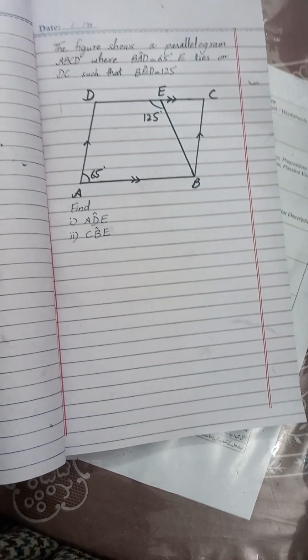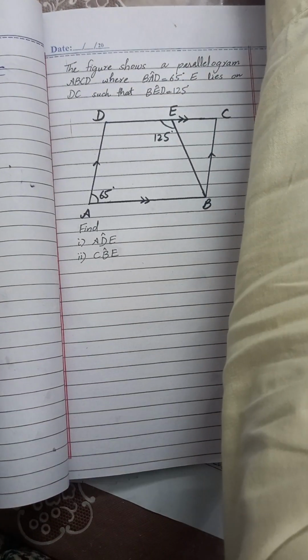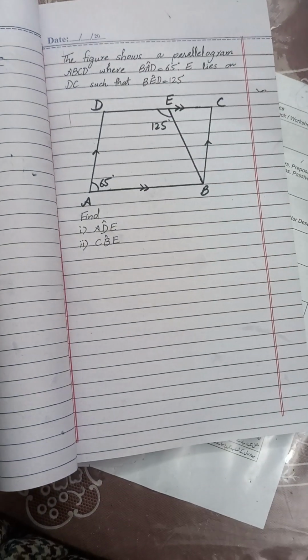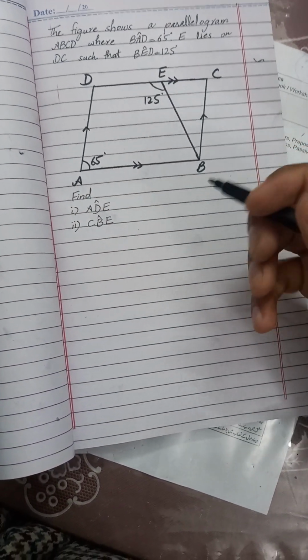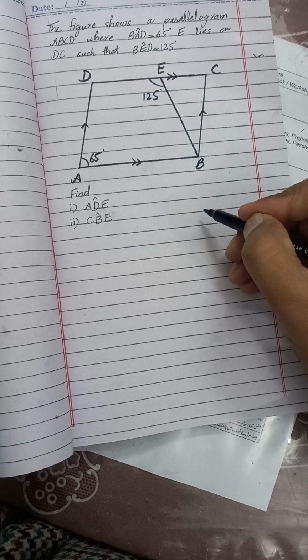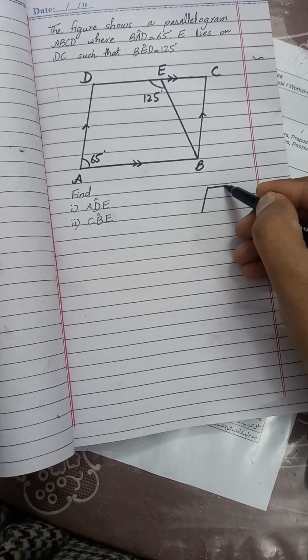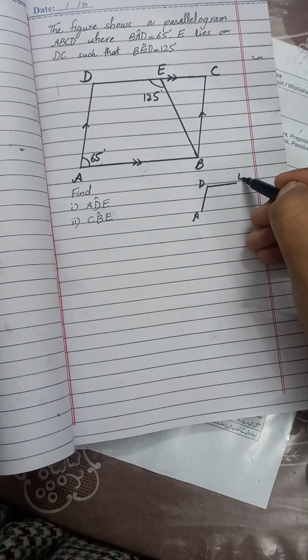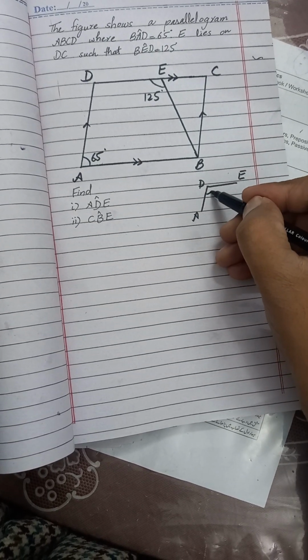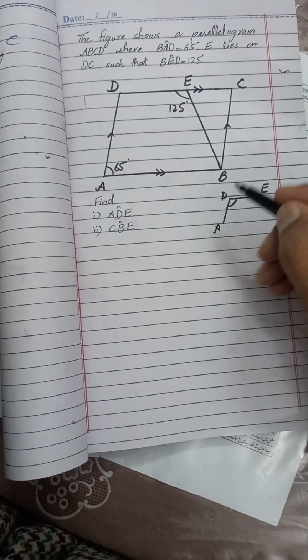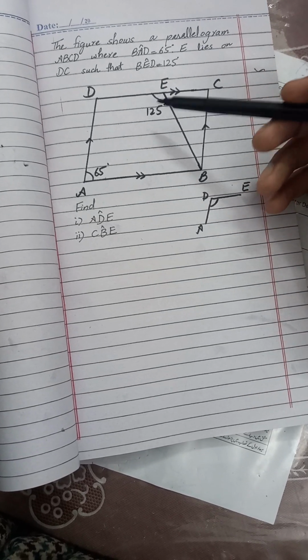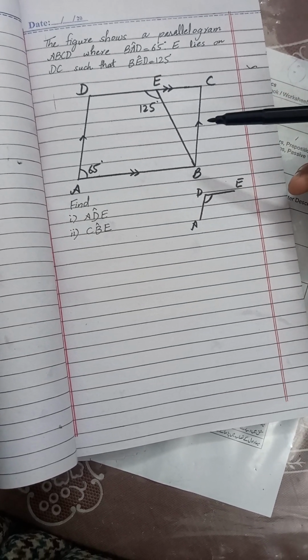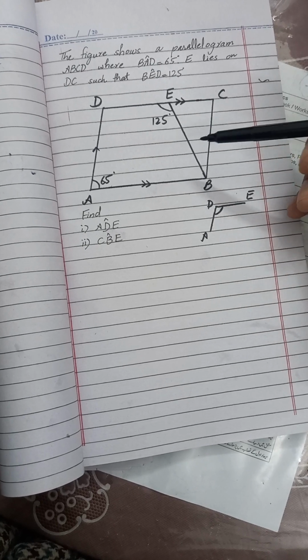So if we can separate this from the rest of the figure, angle ADE, if you could point out where this angle lies, ADE. So here is this angle. We are studying this figure which is a parallelogram. So you must know the properties of the parallelogram.